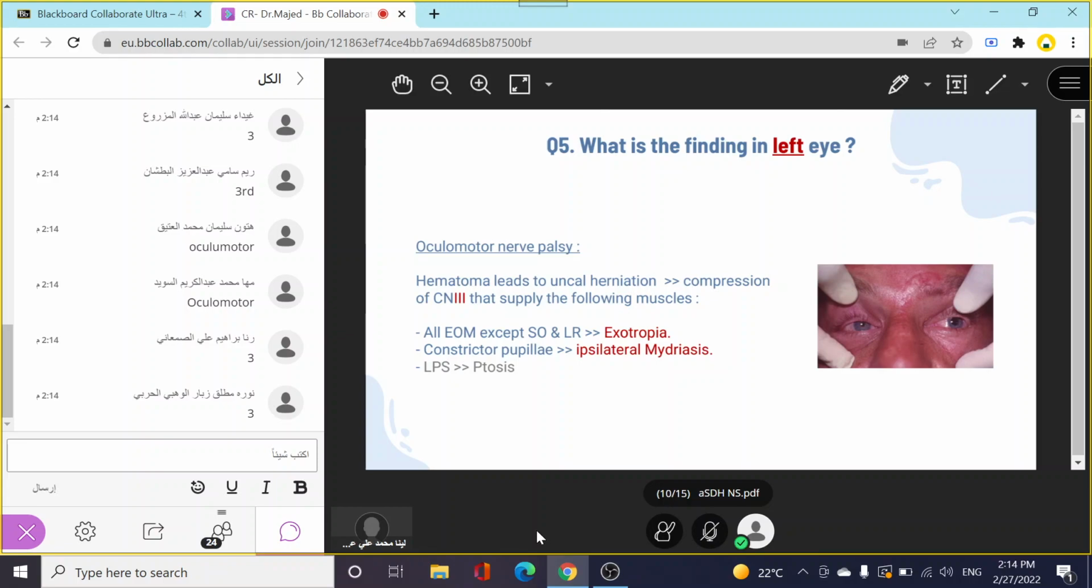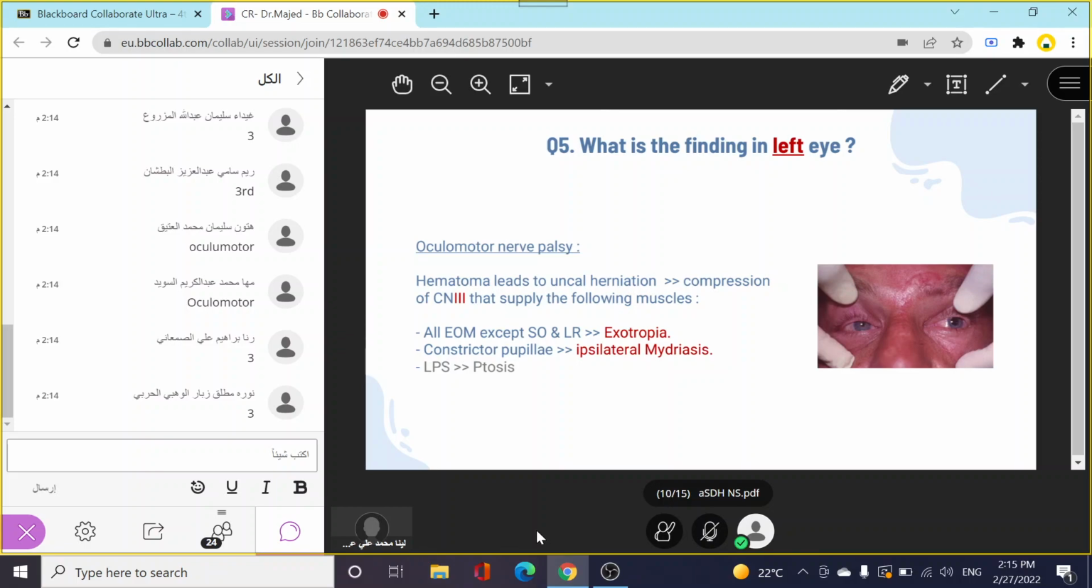compression of the third cranial nerve that supplies different muscles, including all of the extraocular muscles, except the superior oblique, which is supplied by the fourth, and the lateral rectus, which is supplied by the sixth cranial nerve. And so the patient will have an exotropia as shown in this picture, which is an outward deviation of the eye. And also the patient could have a hypotropia, which is a downward deviation.